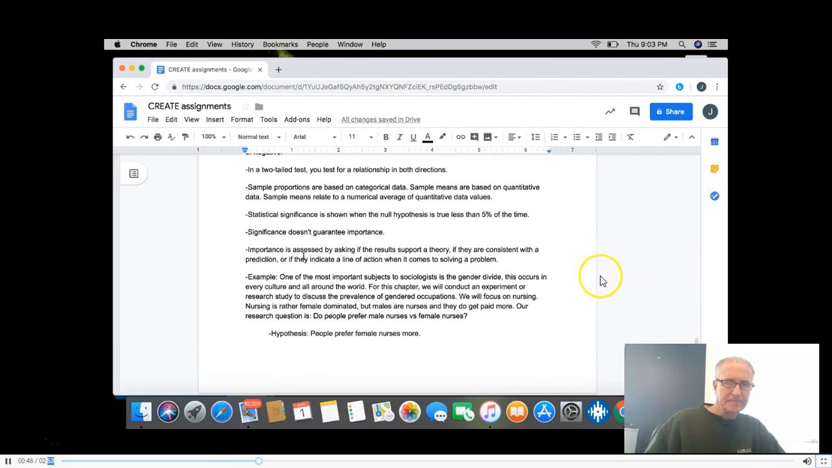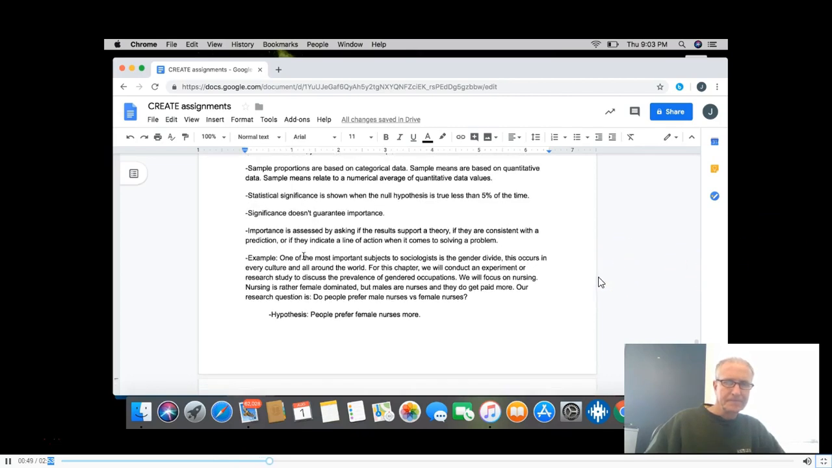Importance is assessed by asking if the results support a theory, if they are consistent with a prediction, or if they indicate a line of action when it comes to solving a problem.